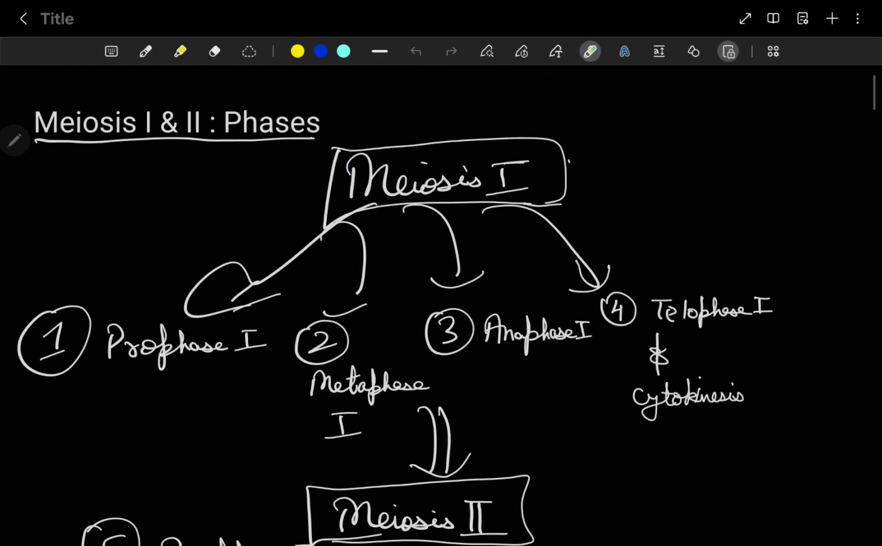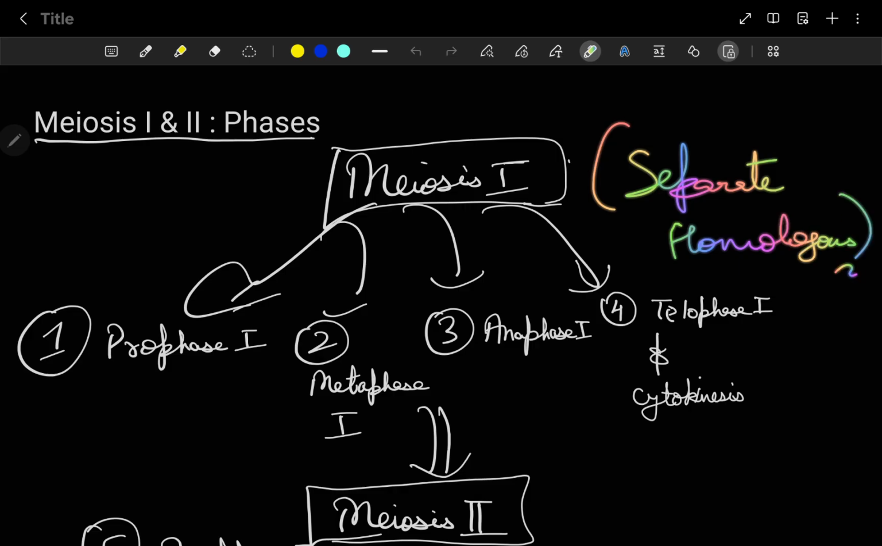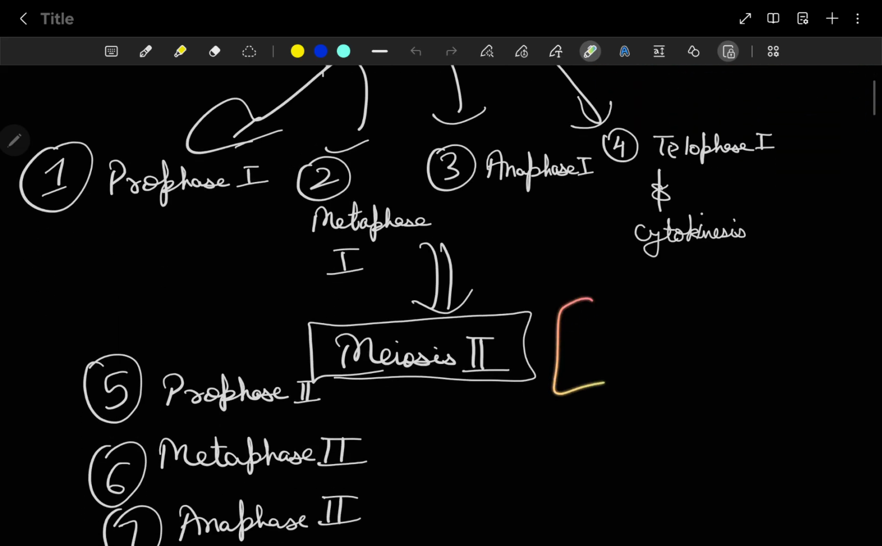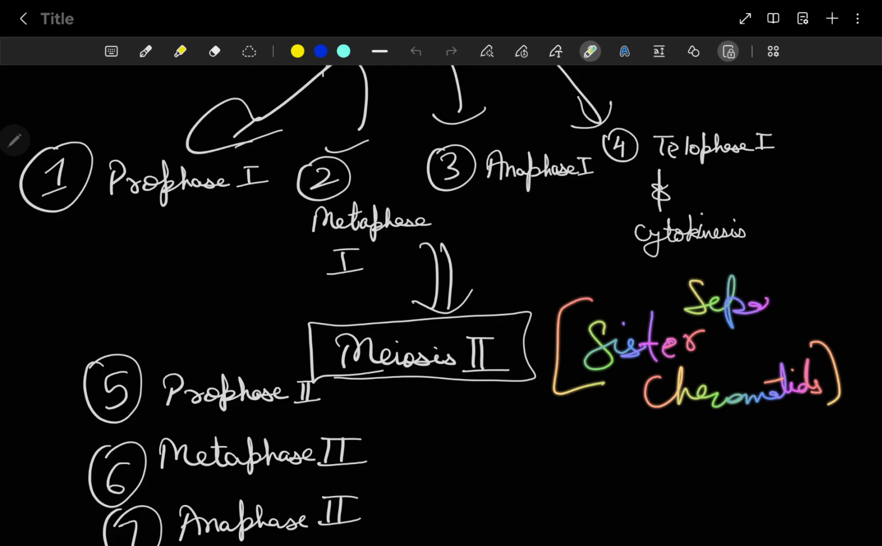Now you know that in meiosis 1 what happens is separation of the homologs, separation of homologous chromosomes. Remember that. And now in meiosis 2 what happens is separation of sister chromatids. They get separated, resulting in 4 haploid cells.